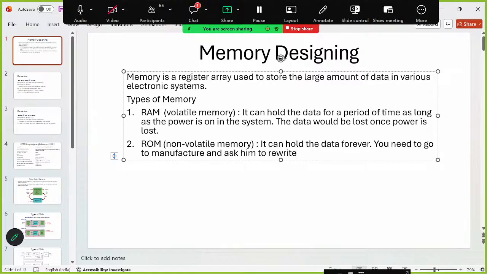Okay, we cannot write data in ROM because it is a read-only memory. In RAM we can write and read, but in ROM we can only read. We cannot write anything. We need to go to the manufacturer and ask him to write the data for us so that we can read it, or anybody else can read it as long as they want. And the data is not lost when power is off. It remains in it.